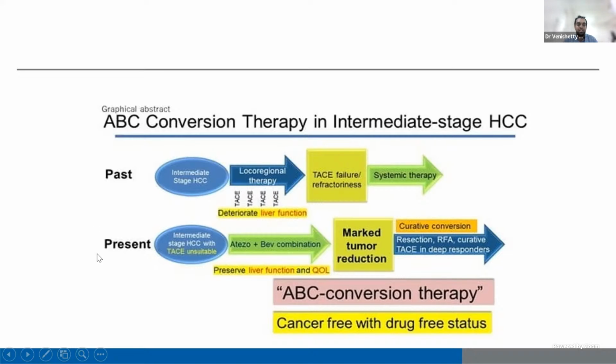But the novel treatment approach is that any patient with HCC who is TACE unsuitable should be given systemic therapy, preferably the atezolizumab-bevacizumab combination, which would preserve liver function and quality of life. Based upon marked tumor reduction, any patient can go ahead with curative conversion such as liver transplant, TACE in deep responders, and any curative options. This is called ABC conversion therapy, with cancer-free and drug-free status.